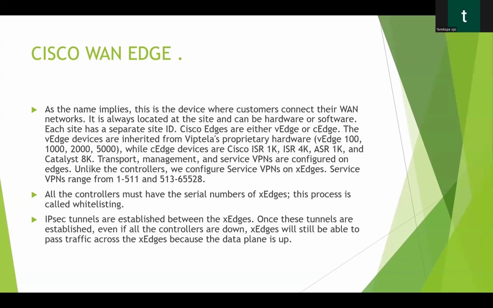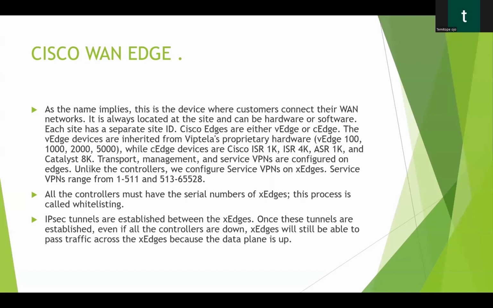Edges will be able to pass traffic because the data plane is up, except if any of them goes down and tries to come up again. That's where there will be an issue. But once all the edges are up, they are all running on the transport. What I mean by transport, they are running on your 4G, on your 5G, on your internet.